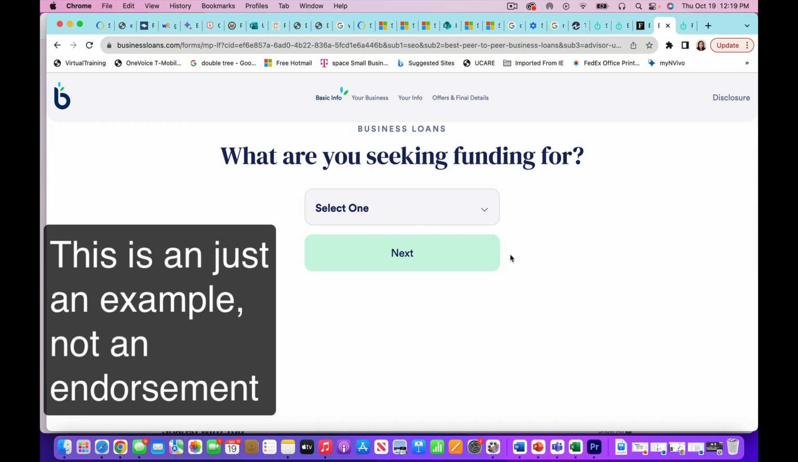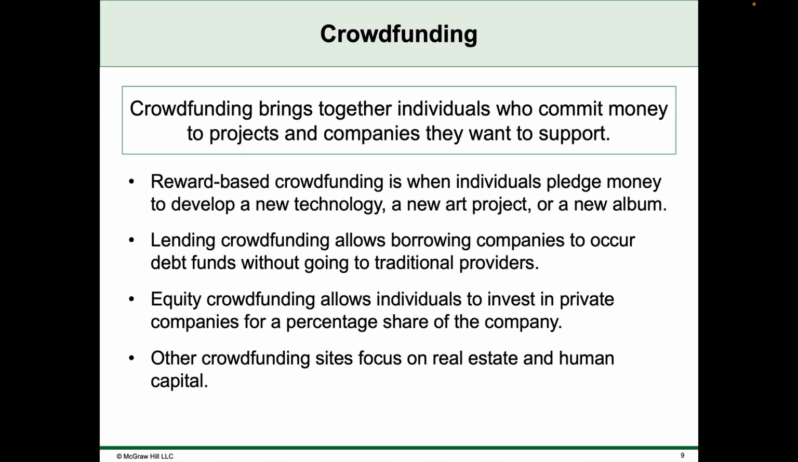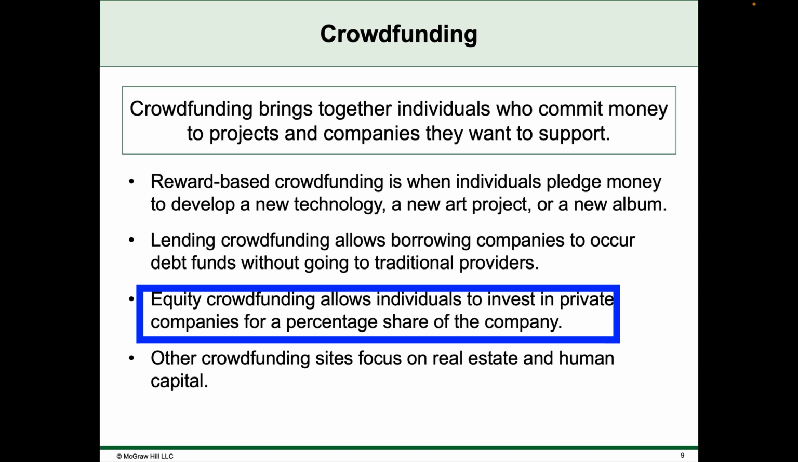It would ask you questions. We're not going to go through the entire application, but it'll ask you questions about your company, your net profits, how long you've been in business, your credit history, if you're a sole prop, and so on. There's also another type of crowdfunding called equity crowdfunding, and it allows individuals to invest in private companies for a percentage share of the company.